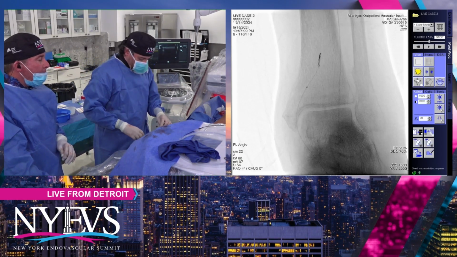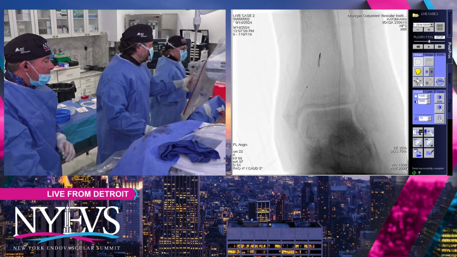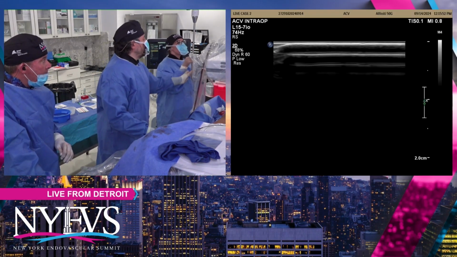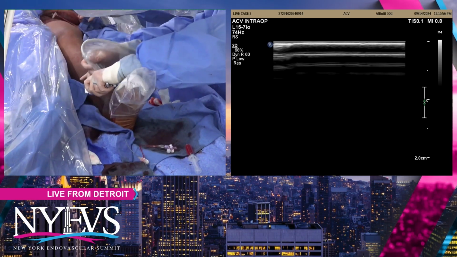Now, one thing I can also do here is, Caitlin, our eagle-eyed ultrasonographer, is going to be looking with ultrasound to tell me whether you're subintimal here or true lumen here.